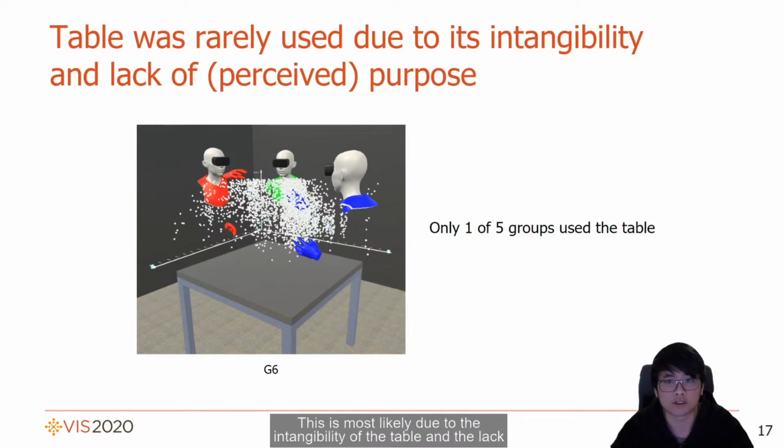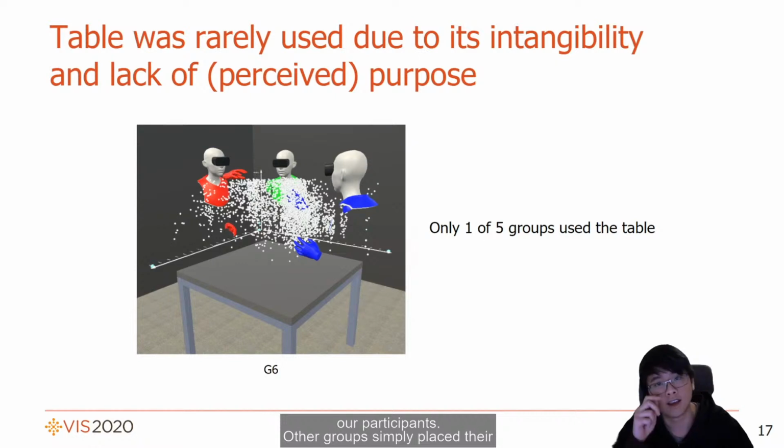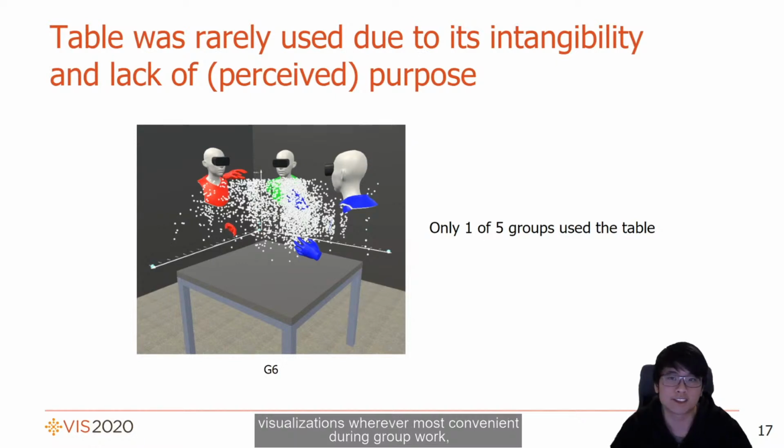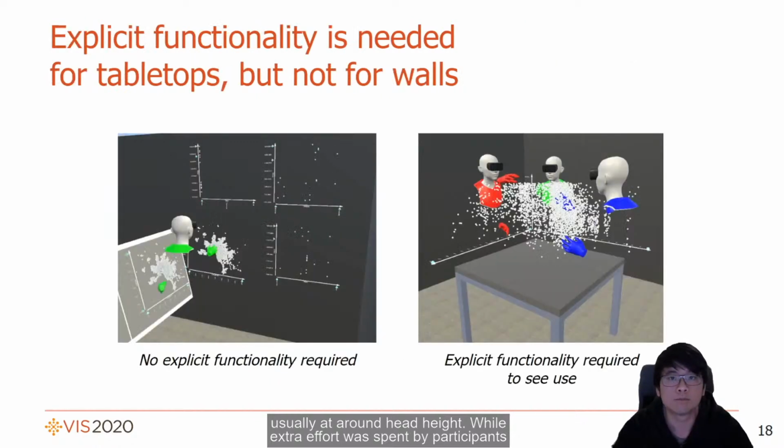This is most likely due to the intangibility of the table and the lack of gravity, making it not seem all that useful to our participants. Other groups simply place their visualizations wherever most convenient during group work, usually at around head height.